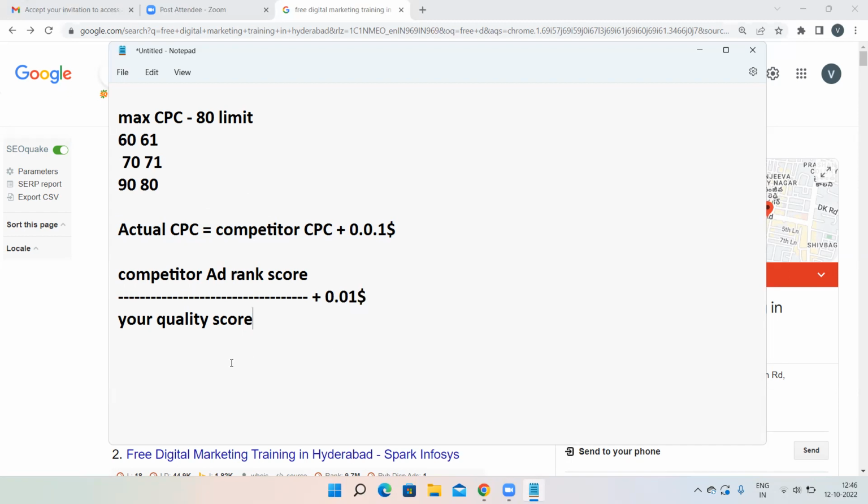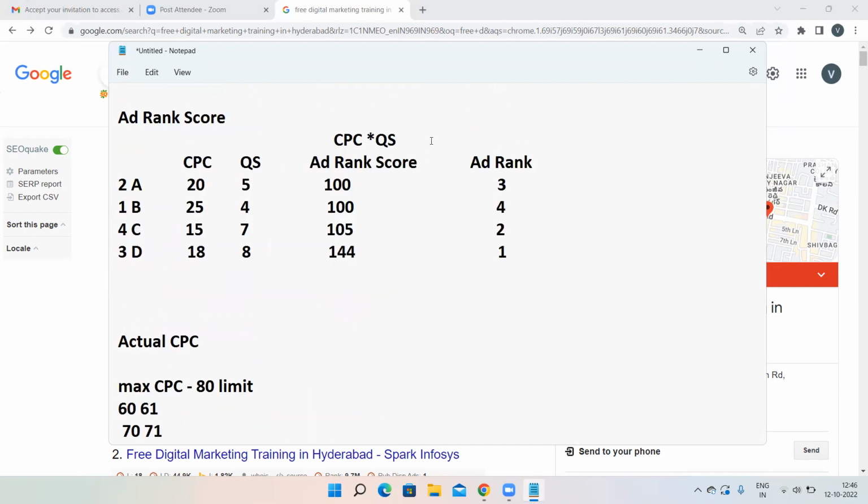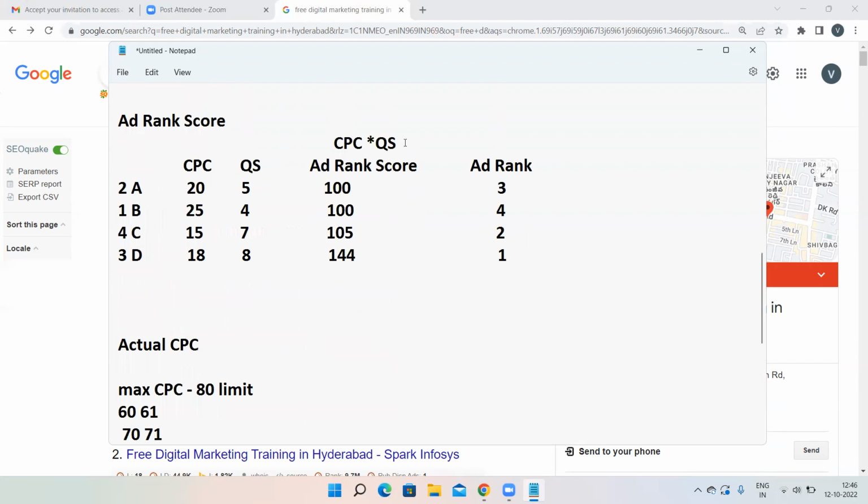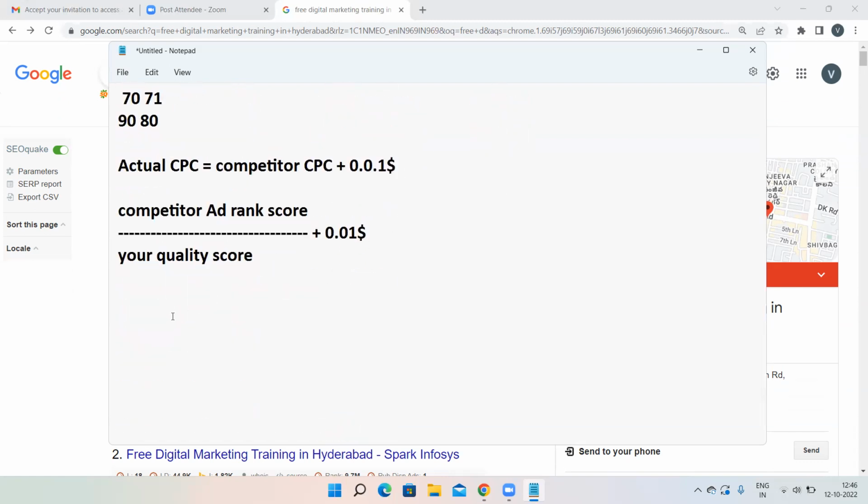I'll just let you know how I got that. What is the ad rank score formula? Just now we have written over here: CPC into quality score is equal to ad rank score, right? Then in the place of ad rank score, can I write CPC into quality score? Both are the same. Am I right? CPC into quality score is equal to ad rank score. Or else if I write ad rank score, it is the same only.